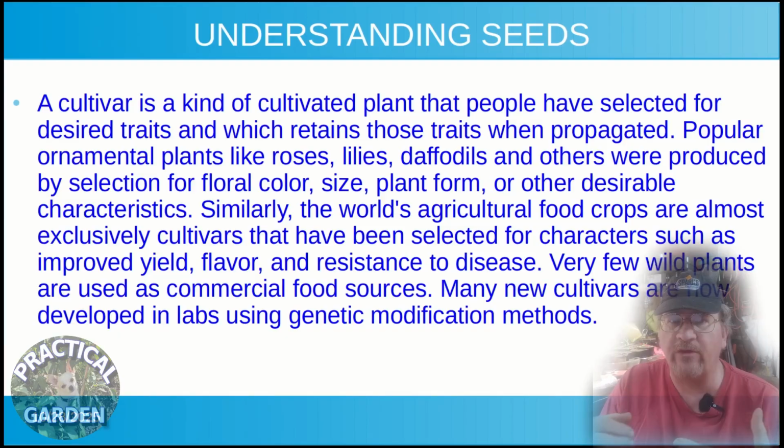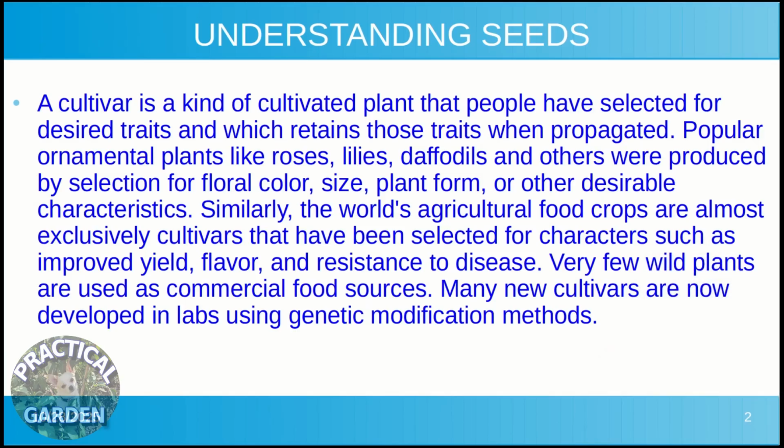A cultivar is a kind of cultivated plant that people have selected for desired traits and retain those traits when they're propagated. Popular ornamental plants such as roses, lilies, daffodils, and many others were selected for their floral color, size, plant formation, and other desirable characteristics.